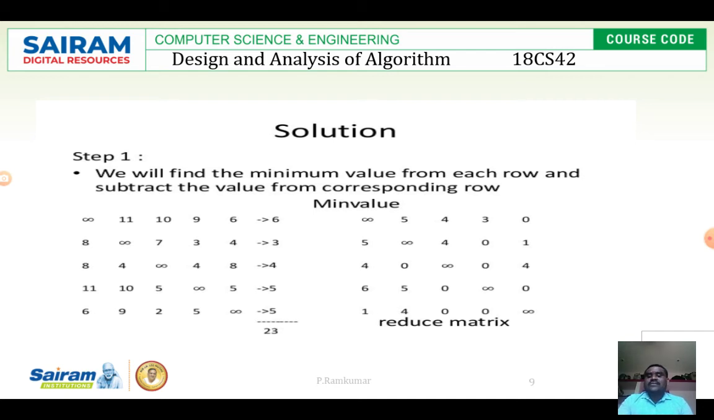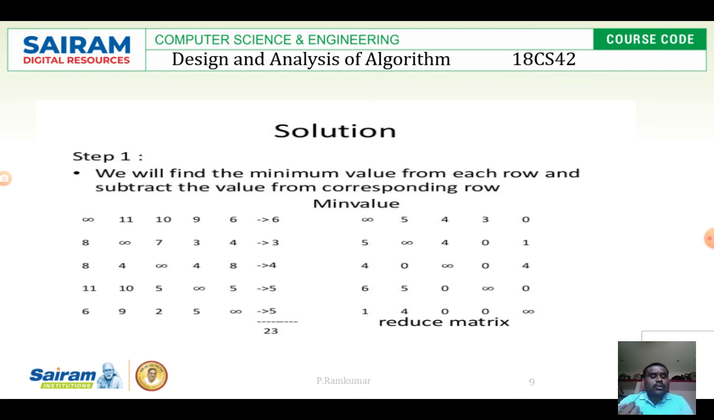Fourth row, 5 is the minimum value: 11 minus 5 is 6, 10 minus 5 is 5, 5 minus 5 is 0, 5 minus 5 is 0. Last row minimum value is 5, so 6 minus 5 is 1, 9 minus 5 is 4, 2 minus 5 is actually minus 3, but cost will not be a negative value, so it will be represented as 0. 5 minus 5 is 0. This matrix is called the reduced matrix. The reduced matrix is represented on the right hand side.